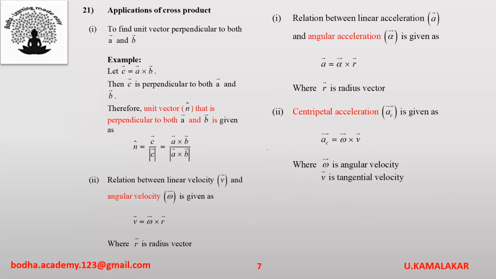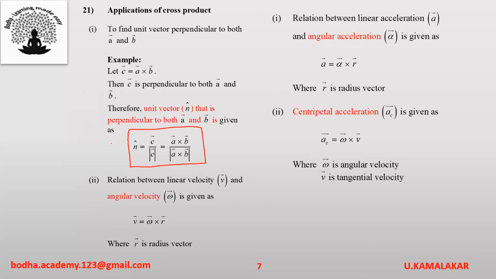Next topic, applications of cross product. First one, to find unit vector perpendicular to both a bar and b bar. Example, let c bar be equal to a bar cross b bar. Then c bar is perpendicular to both a bar and b bar. Hence, unit vector n cap that is perpendicular to both a bar and b bar is given as n cap is equal to c bar by mod c bar. That's also equal to (a bar cross b bar) divided by mod (a bar cross b bar).